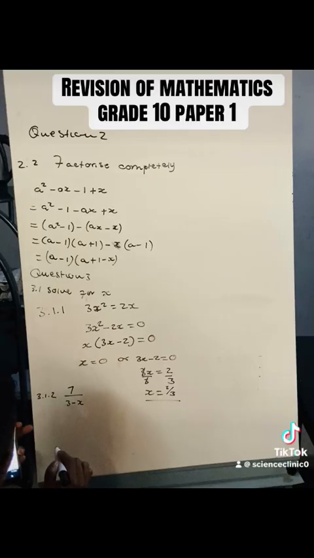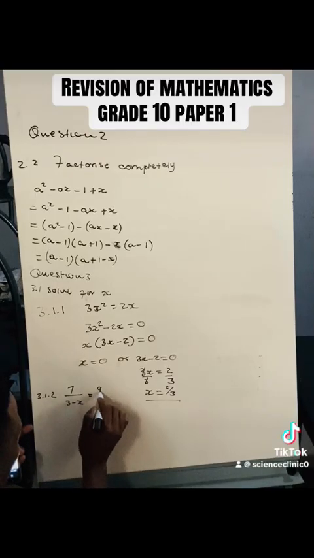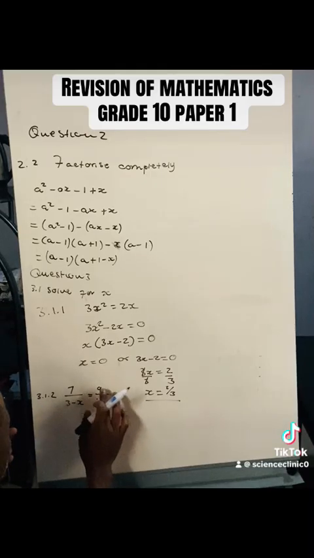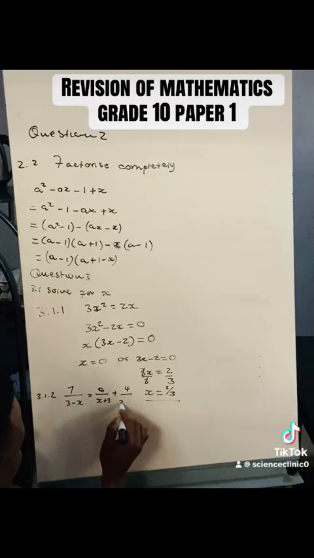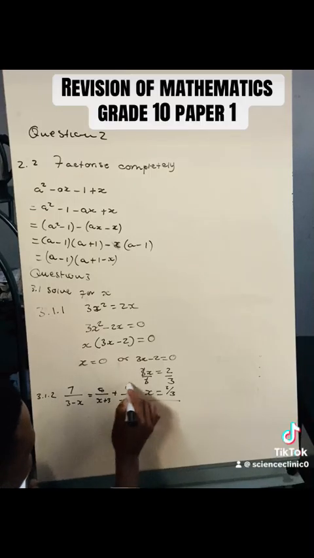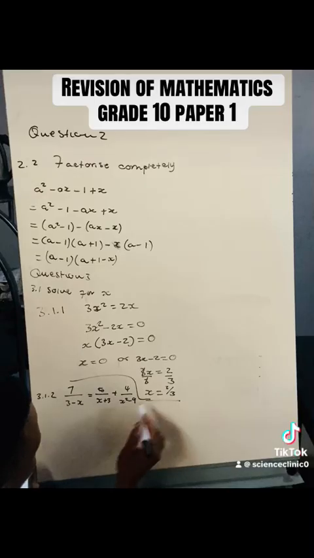3 minus x equals 9 divided by... is it 9? Okay, it's not 9, it's 5, sorry. 5 divided by x plus 3, plus 4 divided by x squared minus 9. So before you can simplify this one, there is something that you need to check first.